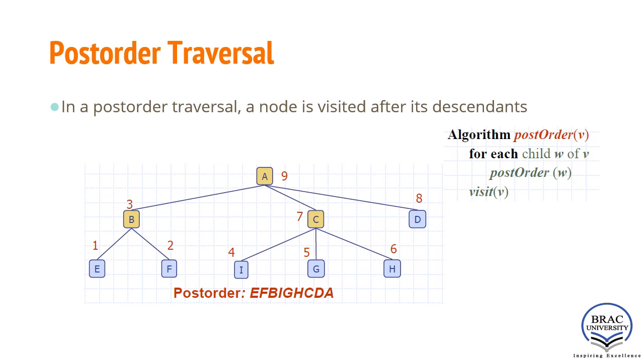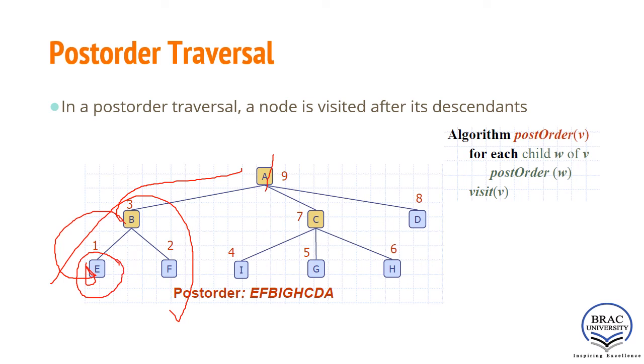So I am highlighting it. At first we start with A, but no, we don't visit it. Rather, then we went to B, but should we visit B or not? For this subtree, B is the root. So according to the definition of post-order traversal, B should be visited last and after its children. So from B, I need to go to its left child, that is E. Is there any child of E? No. So that means the first visit will be E.